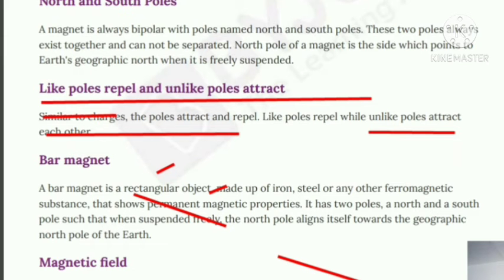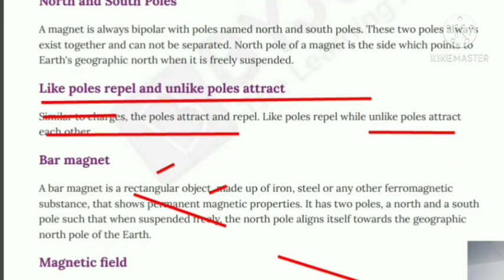If we look at the bar magnet, this bar magnet is a rectangular object made up of iron, steel or any other ferromagnetic substance that shows permanent magnetic properties. It has two poles, north and south, such that when suspended freely, the north pole aligns itself towards the geographic north pole of the earth and the south pole aligns itself towards the geographic south pole of the earth. Thus, what is magnetic field?